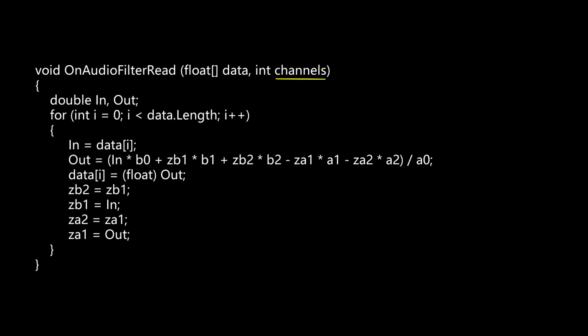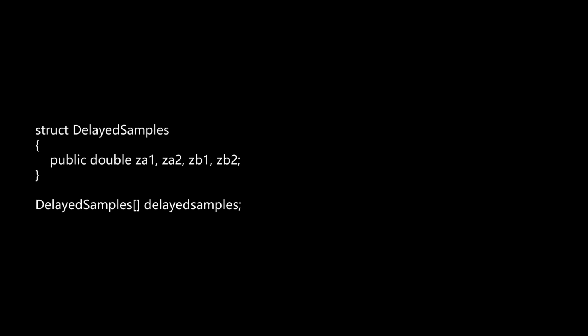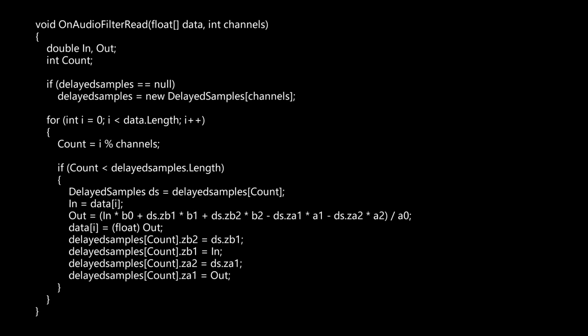So what we need to do is just to store the delayed samples for each channel individually. So I made a struct dedicated for storing the delayed samples. Then we declare it as an array in the class so that we can have multiple of them assigned to each channel respectively. Now, in the for loop, I use the modulus operator to get which channel we're dealing with. Then I find the corresponding delayed samples and use them to do the calculation. Then finally, I store the new values back to them.